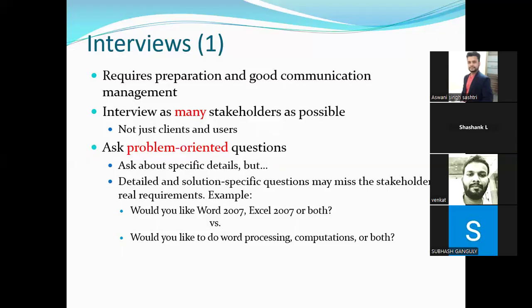The second one, would you like to do word processing? Okay. Shashank? Second one, sir. Okay, Subhas? Yes, sir. Second one. Okay. So, sir, any specific reason that you have selected the second option?